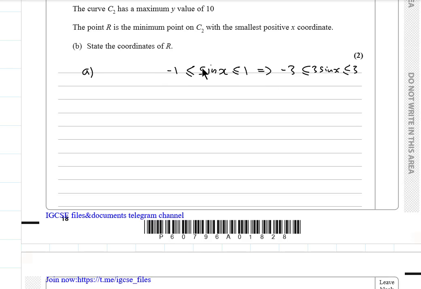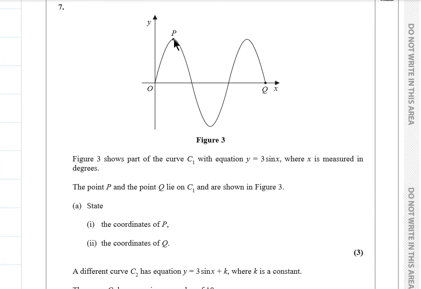So for this point, the y coordinate should be 3. We can look at this from another point of view, which is that we make a vertical stretch. So we will multiply sine x by 3 to get 3 sine x. For sine x, the maximum is 1. Now the maximum should be 3. What about the x coordinate here? Of course, we know that it should be pi over 2 or 90, because the question said in degrees.